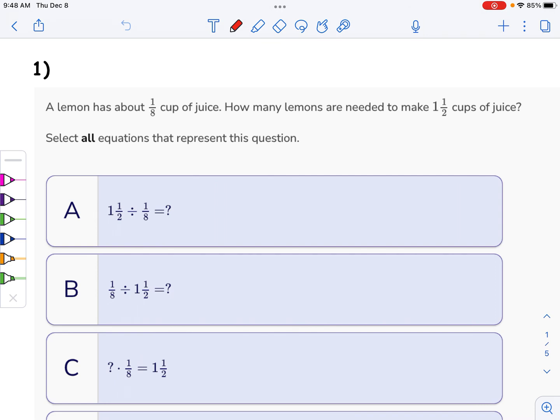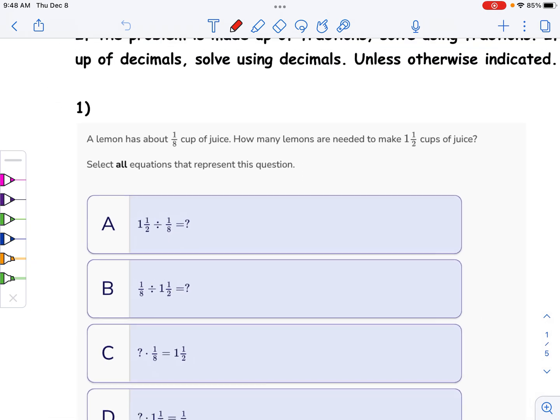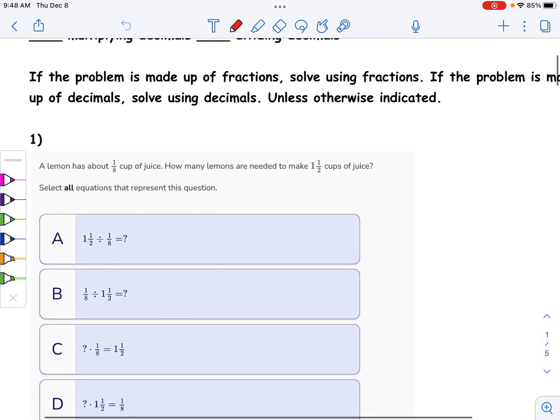So what do you got? A lemon has about 1/8 cup of juice. How many lemons are needed to make 1.5 cups? So I'm gonna write the equation that goes with this, because that even helps me, and that's what I'm looking for: the equation. So a lemon has 1/8 cup juice, and how many lemons? That's what I don't know. So 1/8 times how many lemons should equal 1.5.